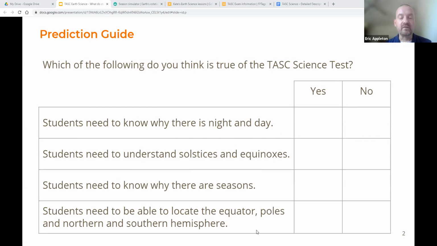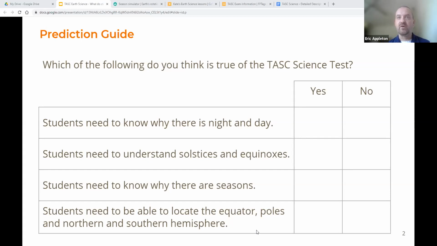So the statements, we want you to decide whether they're true or false based on your opinion. We haven't given you any information yet, so go on your background knowledge. Students need to know why there is night and day, true or false. Students need to understand solstices and equinoxes. Students need to know why there are seasons. Students need to be able to locate the equator, poles, and northern and southern hemisphere.